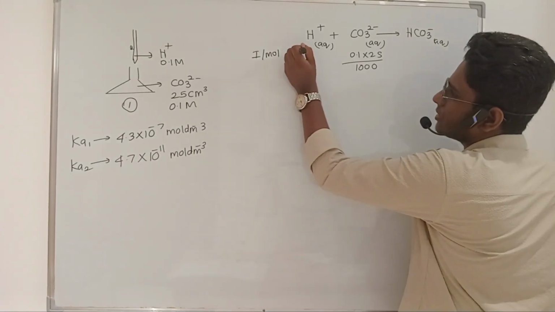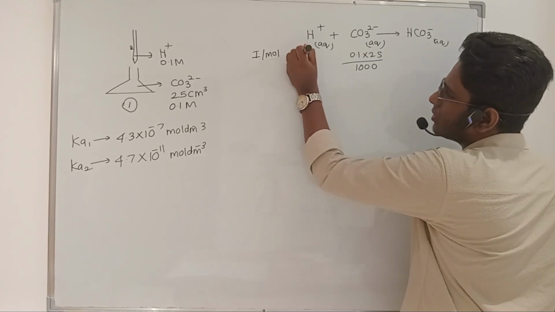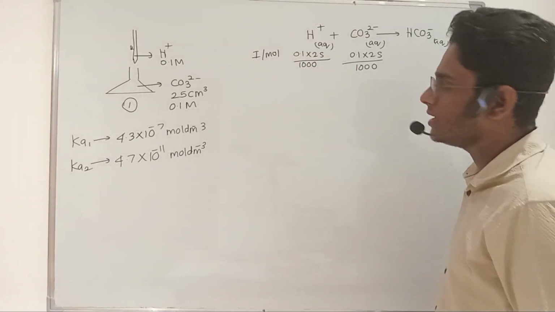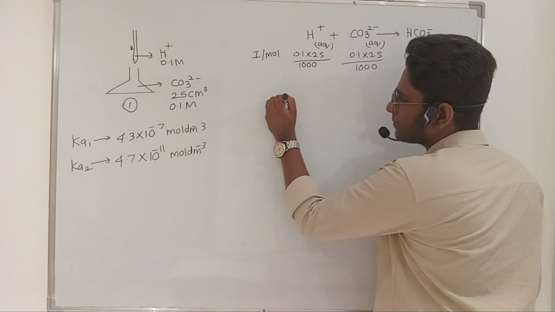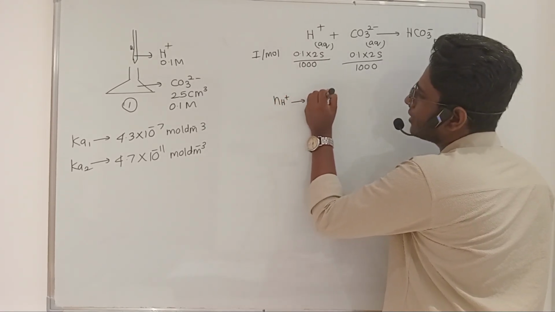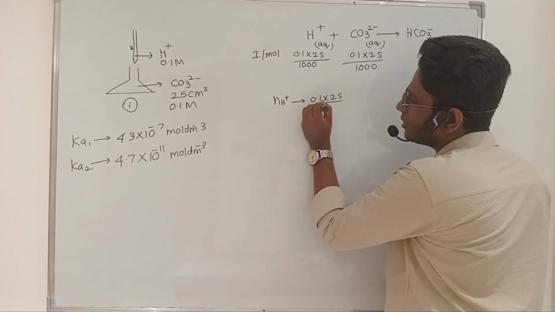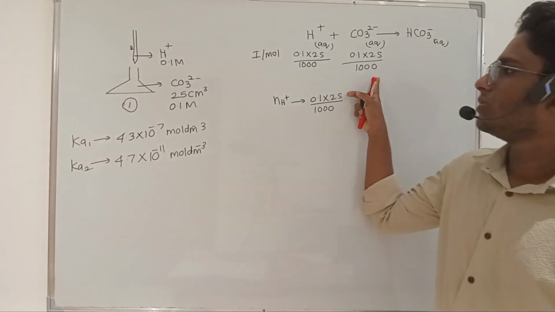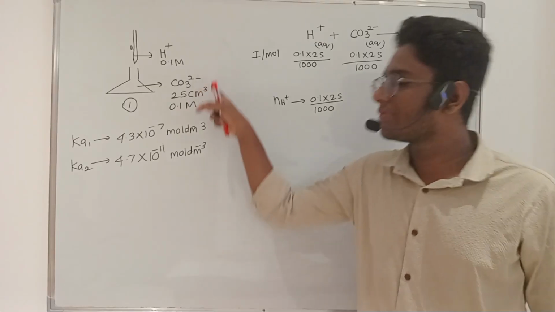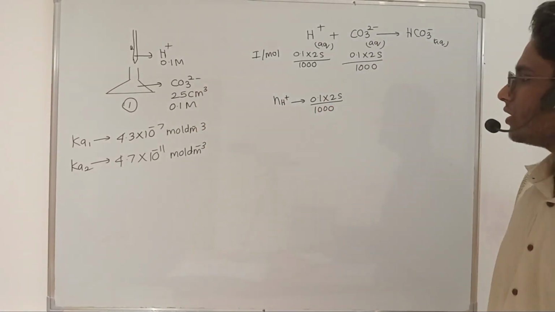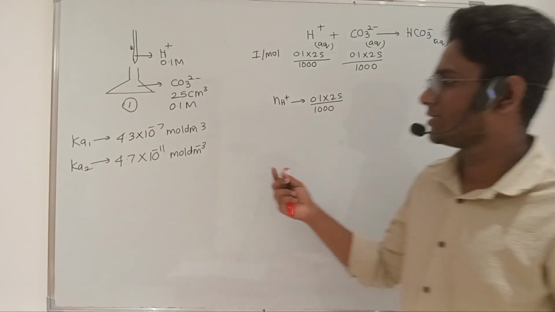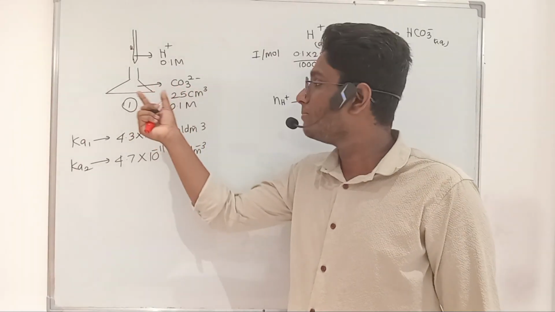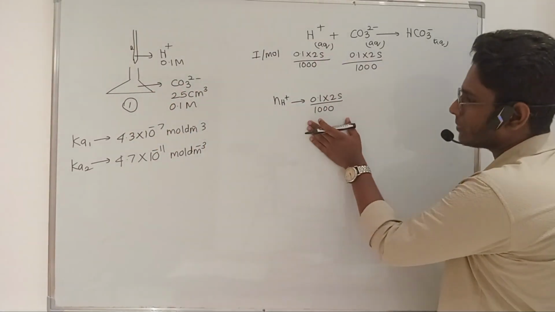What is the moles of H⁺? 0.1 into 25 over 1000. That is the moles of H⁺ needed to react completely with the carbonate. Because you all know the initial moles of carbonate is this value, so you need the exact amount of H⁺ to react with it. So they're asking what is the first equivalence point? What do you mean? The volume of H⁺ needed to react completely with carbonate, right? So the moles of H⁺ you need is this.